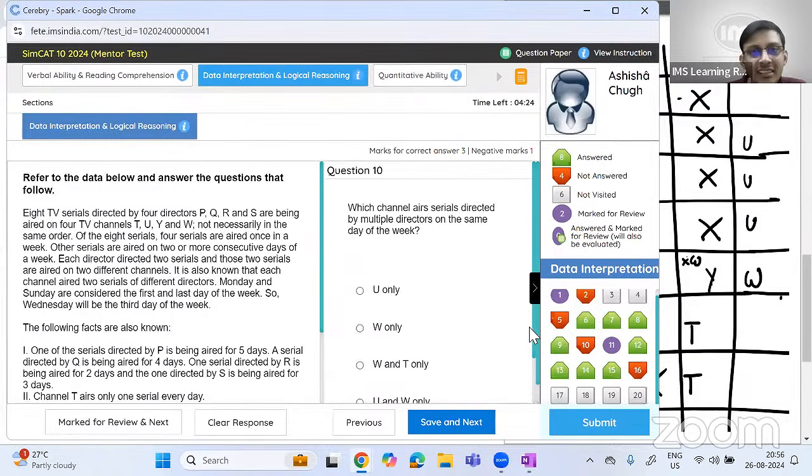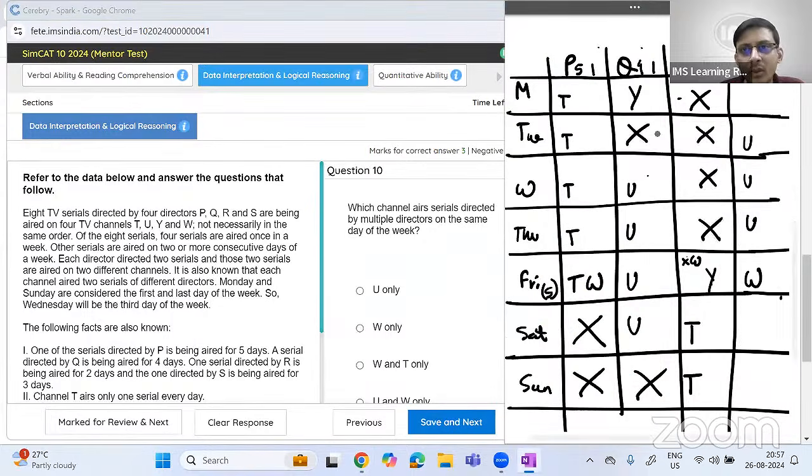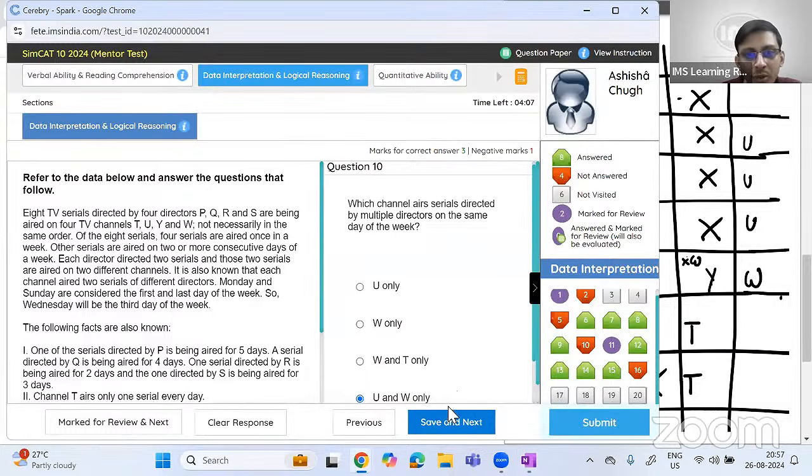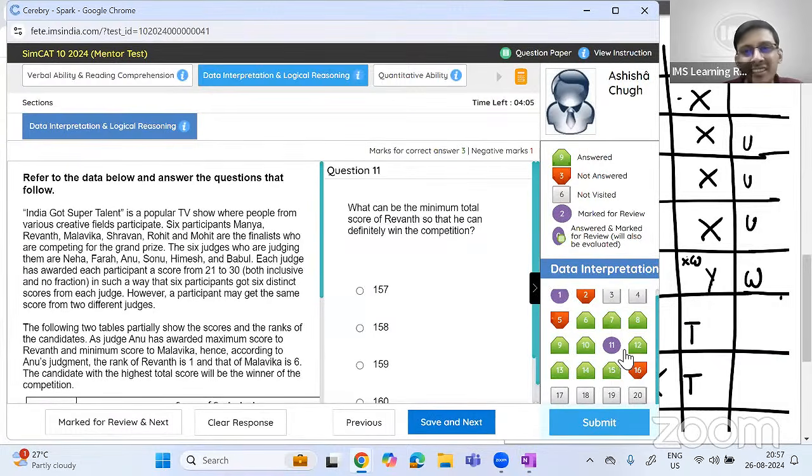Which channel airs serials directed by multiple directors? Same day of the week. Okay, same day. I can see on Wednesday, channel U has 2 serials by multiple directors. U is there. What else? On Friday, W has serials by 2 different directors. So U and W both. That should be the last option. Okay, I think this is good enough.